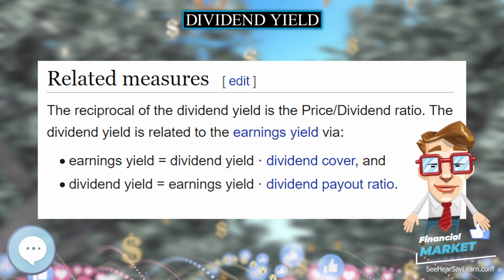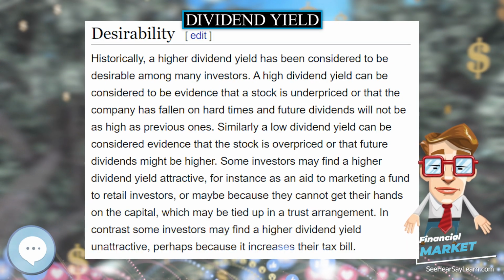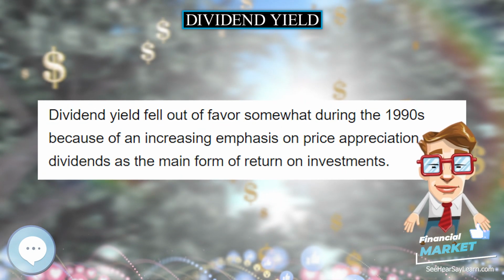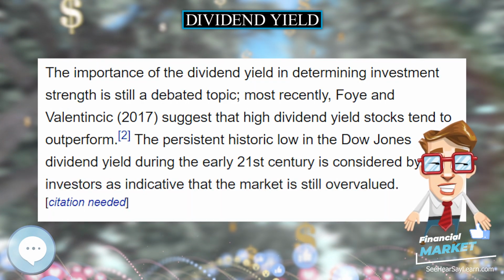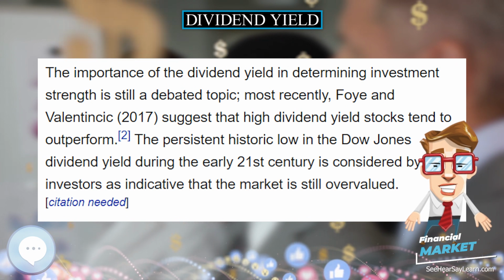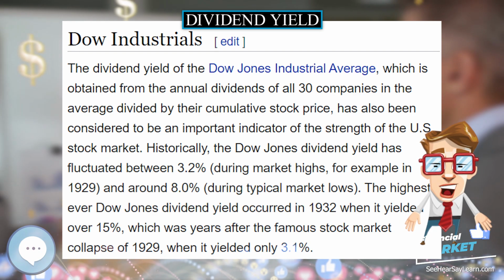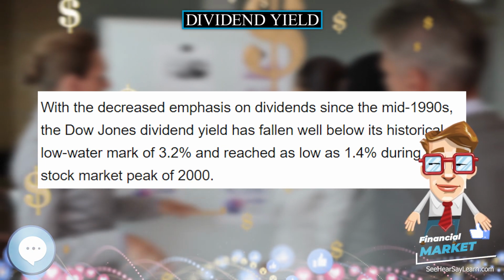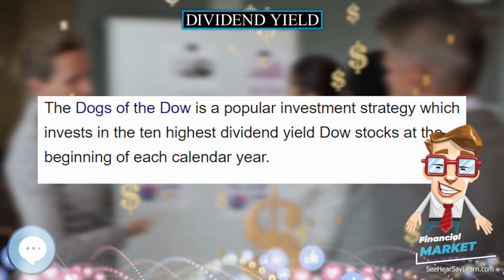Dividend yield equals dividend per share divided by market value per share times 100. Dividend yield ratio equals dividend per share over value per share times 100. Related measures. The reciprocal of the dividend yield is the price/dividend ratio.